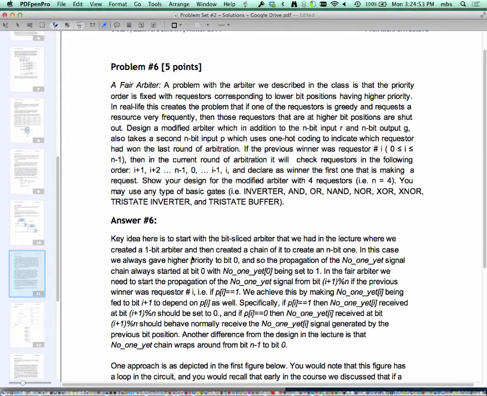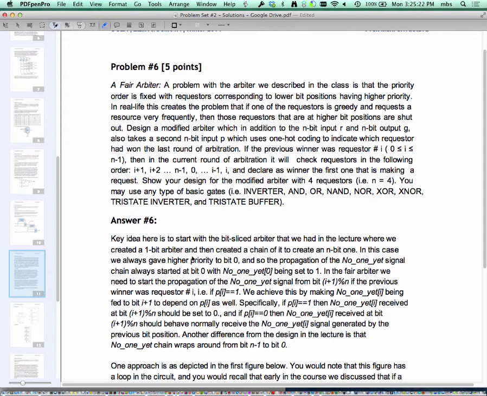And therefore, first I should check I plus 1, I plus 2, and then back. So I want to give the winner of the previous round the least priority in this round. So one thing it immediately suggests is that I have to roll around, right? I mean, let's say I had 4 requesters, and if in the previous round requester 3 was the winner, then in this round I have to check in the order 4, 0, 1.